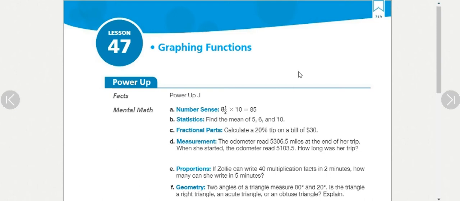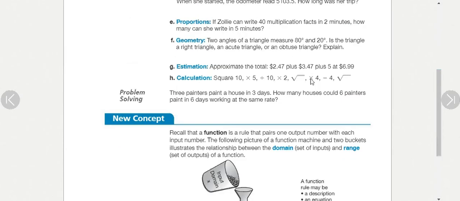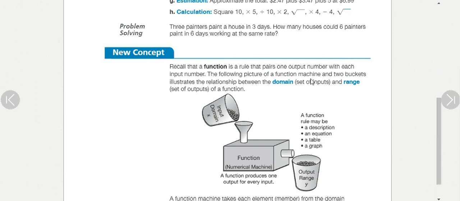Hey Course 3, we talked a lot about functions in Lesson 41. Today we're going to graph them. Remember the function machine illustration I used, that the book used, and I also mentioned that x equates to the input or the domain, which is the set of inputs. You put that into a function, which is a numerical machine.